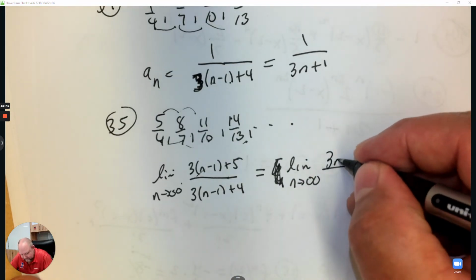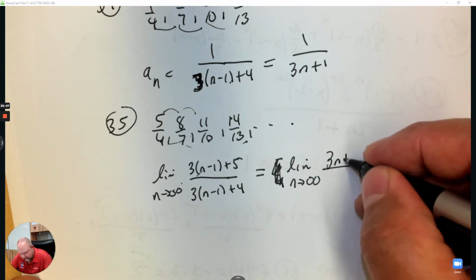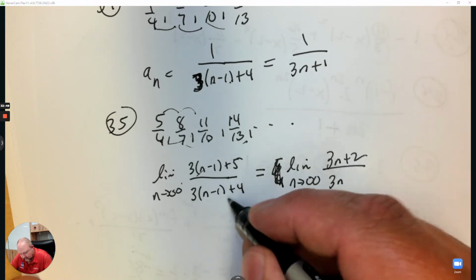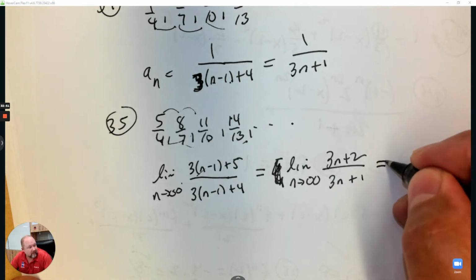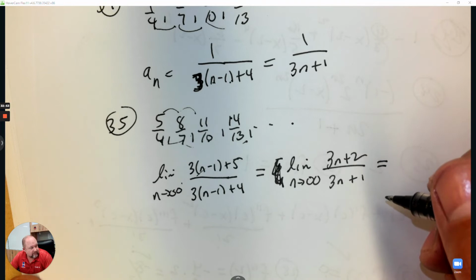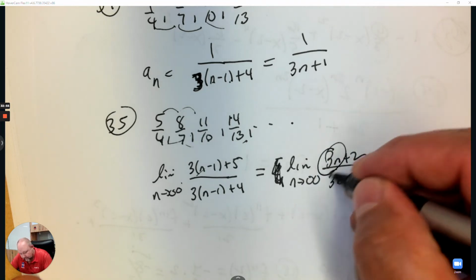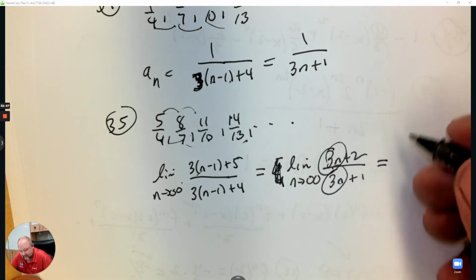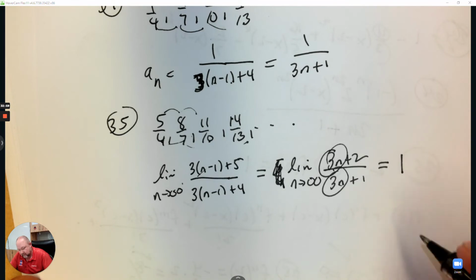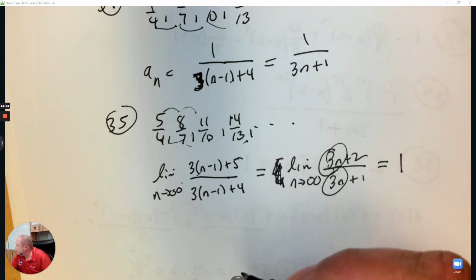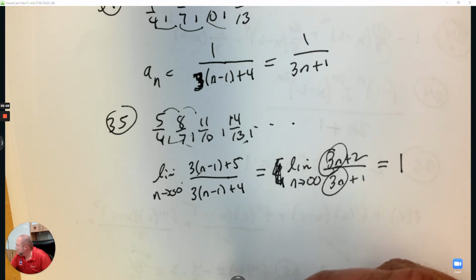3n, negative 3 plus 5, 3n, negative 3 plus 1. Power terms. So the power terms divide to 1, so it does converge, and it converges to 1. 36. Thank you. All right.